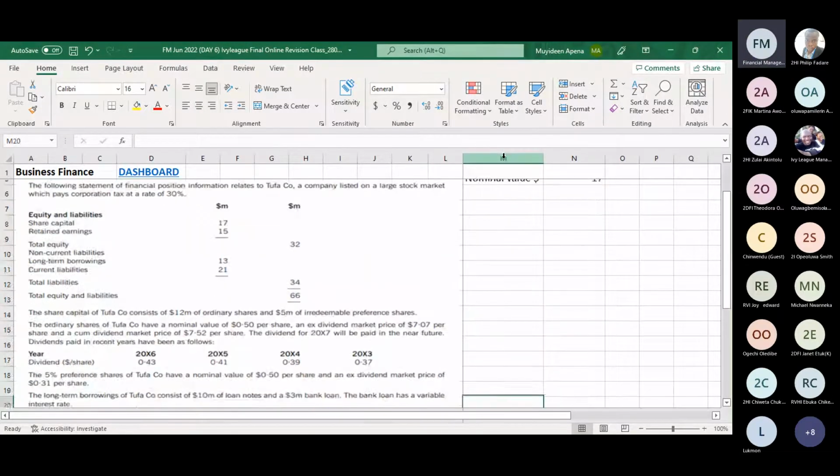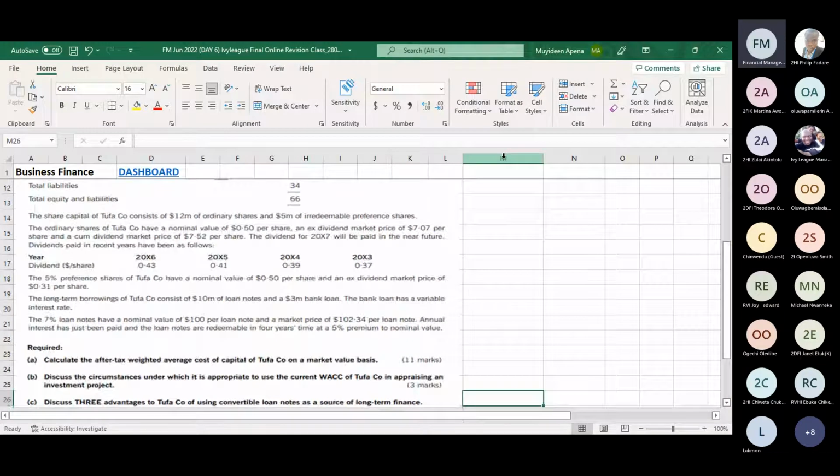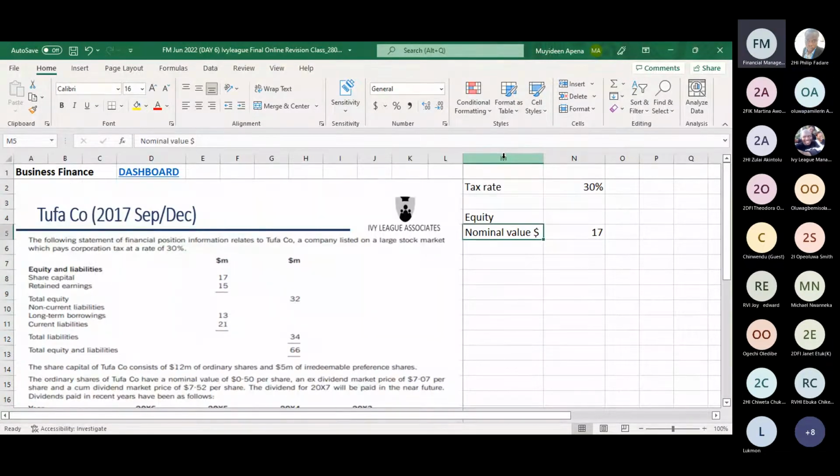So the question says we should calculate the after-tax WACC on a market value basis. So once you see such, ignore reserves and move on. Retained earnings, ignore it and move on. Just take note of the share capital, 17 million, isn't it? So let's move on. We have information about non-current liabilities and about current liabilities. We don't need that. So just the long-term borrowings of 13 million we need.